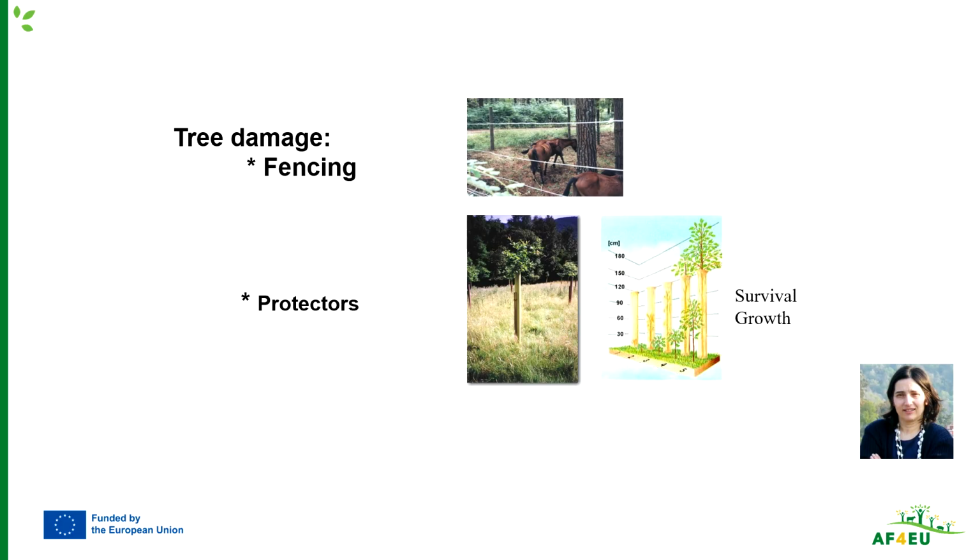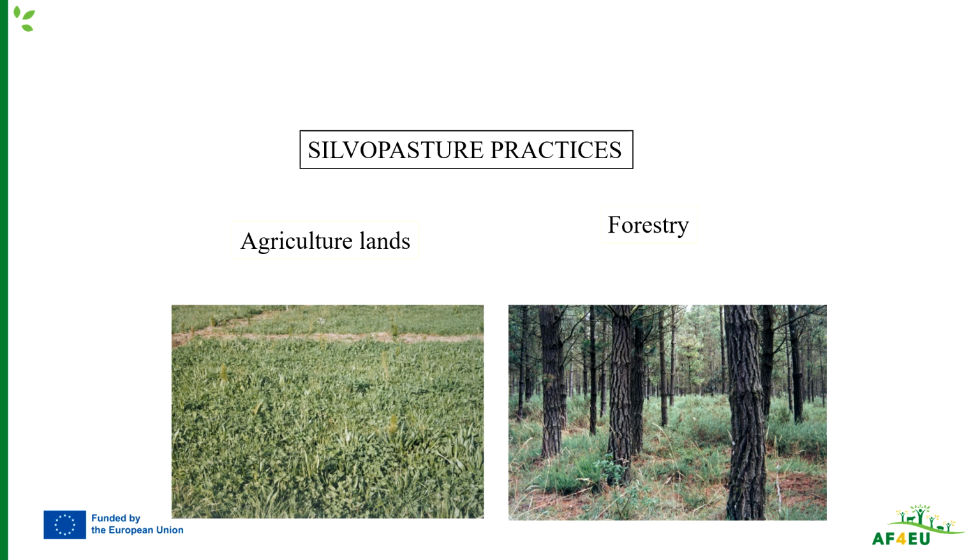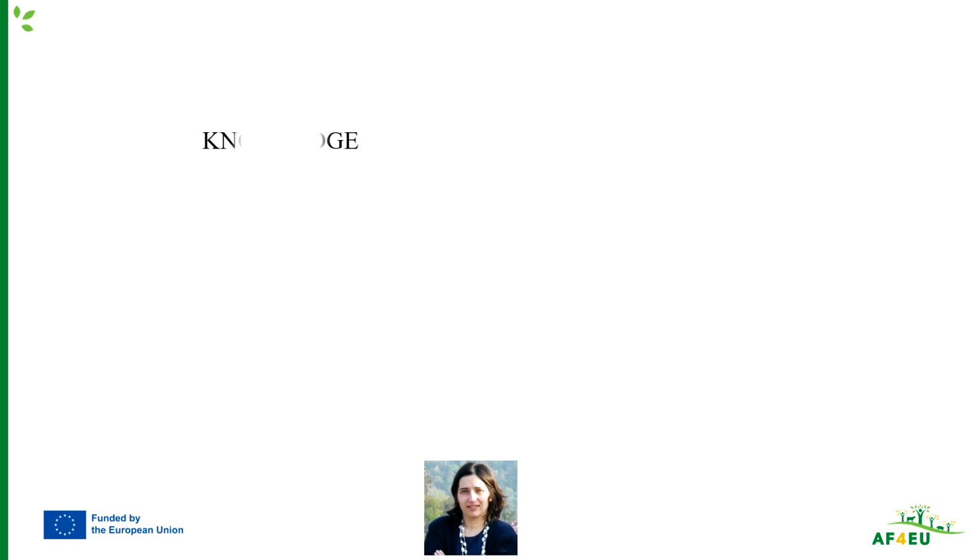Specifically, these should take into account the external conditions, because sometimes if it is too warm outside, then this increase of survival and growth may be restricted. There should be a compatible use of animals with the type of species that we have. We know that the tree damage would be much lower with herbivorous than with lignivorous species. Well, let's see for the silvopasture practice what would be the main aspects to take into account for the design.